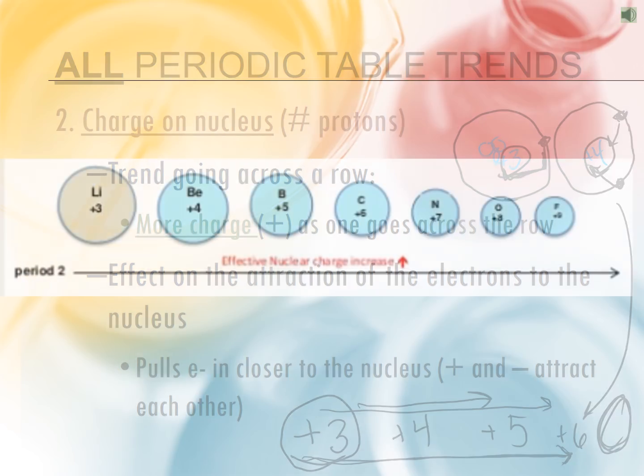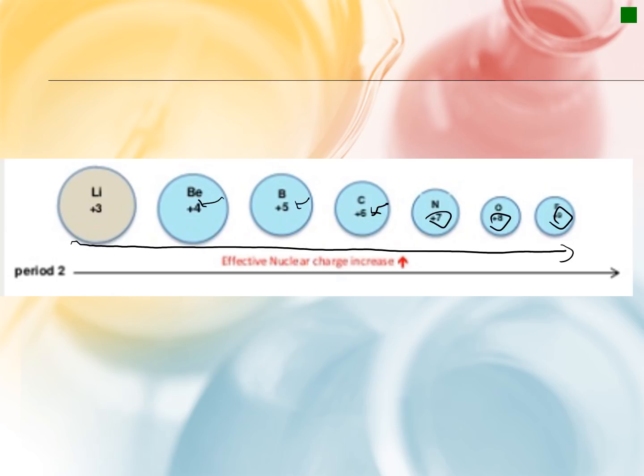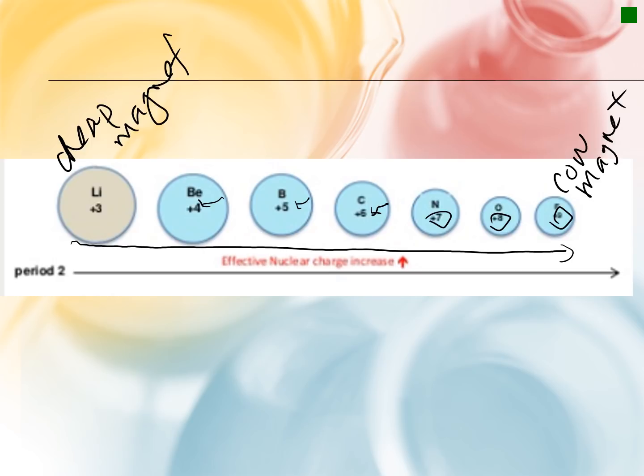So if I look at what happens once again across a period, this was the one I was describing before. Your nuclear charge gets stronger and stronger, so the electrons become closer and closer because they are more attracted. So here is your cheap magnet. Notice that they are relatively far from one another, whereas this is the cow magnet. They have an extremely strong attraction to each other, those electrons and the nucleus.